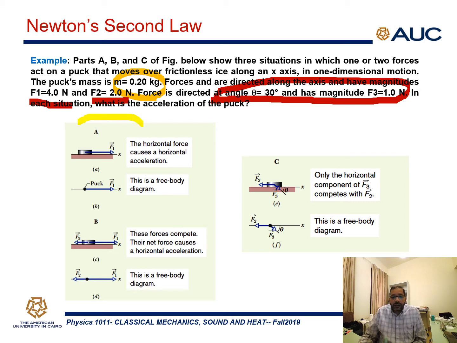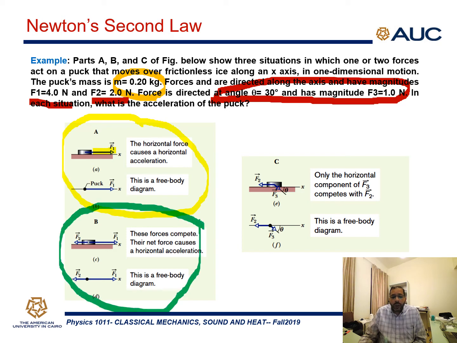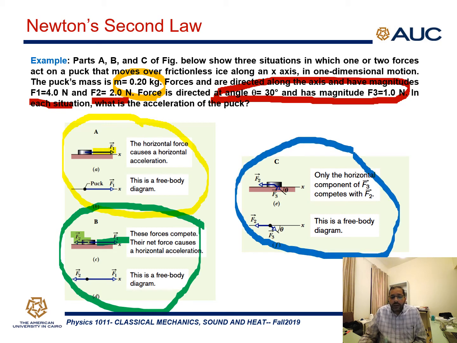Here is situation number 1, or situation A, where we have only one force along the x-axis. Here is situation B, where we have two forces: one along the positive x-axis and one along the negative x-axis. And in situation C, we have two forces: one along the negative x-axis and one in the xy plane directed at an angle theta, which is given to us as 30 degrees.